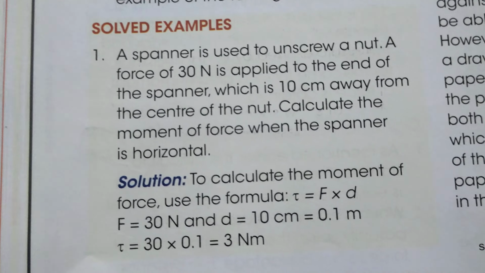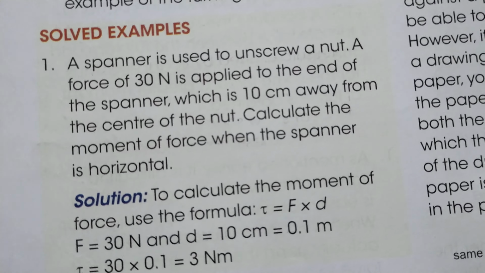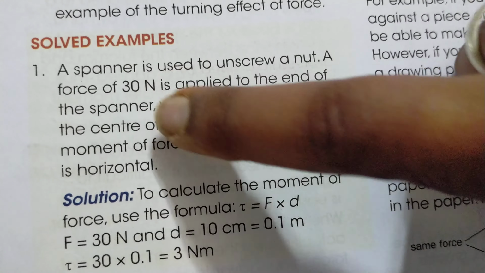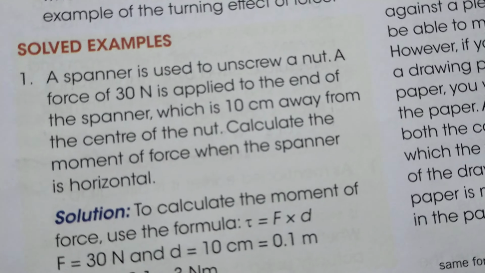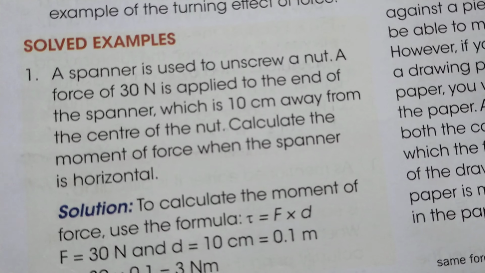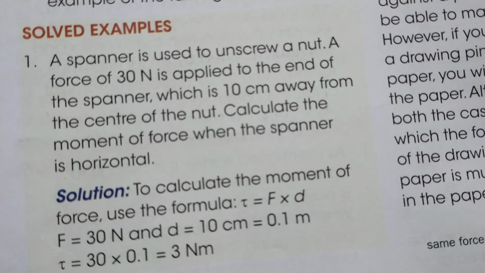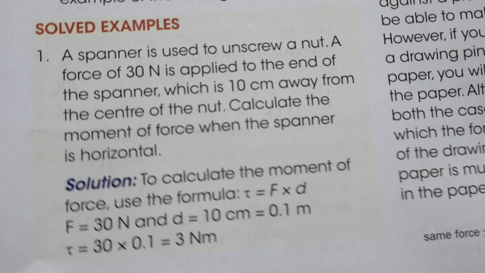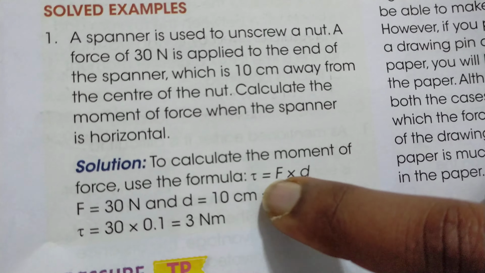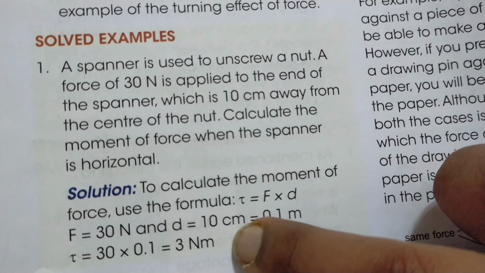You see, one solved numerical is also there. A spanner is used to unscrew a nut. A force of 30 Newton, that means the force mentioned here is 30 Newton, is applied to the end of the spanner, which is 10 centimeter away from the center of the nut. Calculate the moment of force when the spanner is horizontal. So we need to calculate the torque, that means tau, and the formula is F into D. Force is how much? 30 Newton, and D is 10 centimeter.